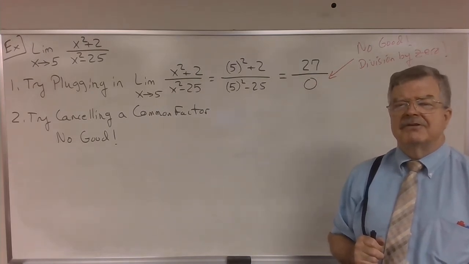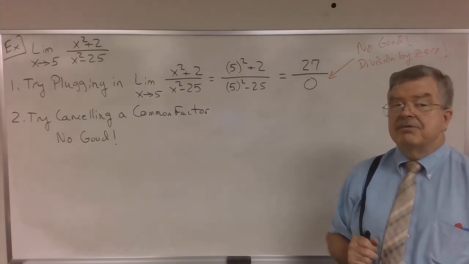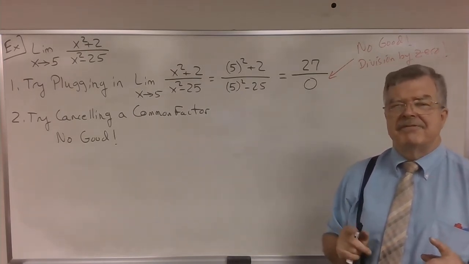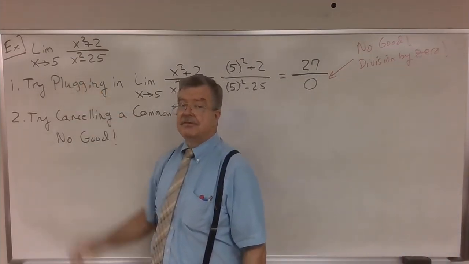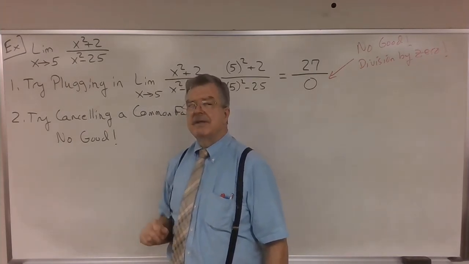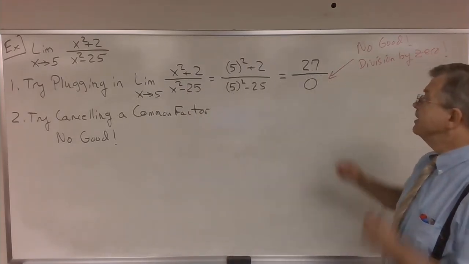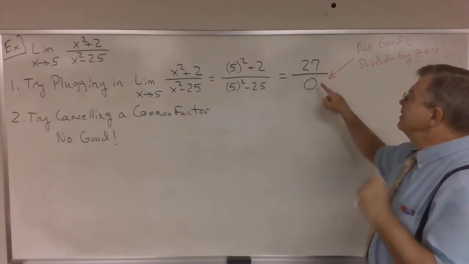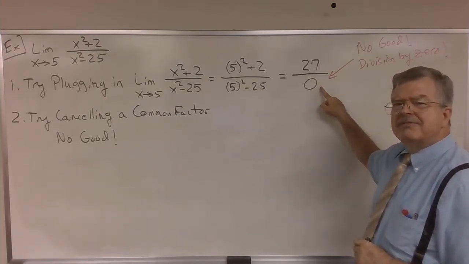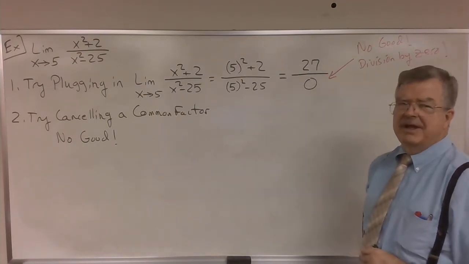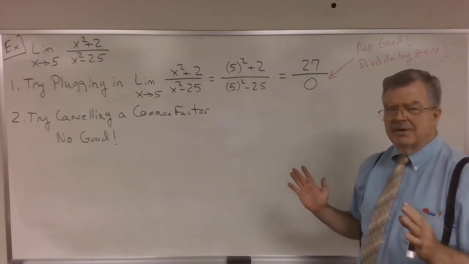And the reason is when both numerator and denominator are 0, both numerator and denominator have a common factor such that when we plug in the value that x approaches, that factor becomes 0. Well, here, the numerator is not 0. So whatever factor the denominator has that makes it 0 when we plug in 5 isn't in the numerator. So canceling doesn't work in this case.